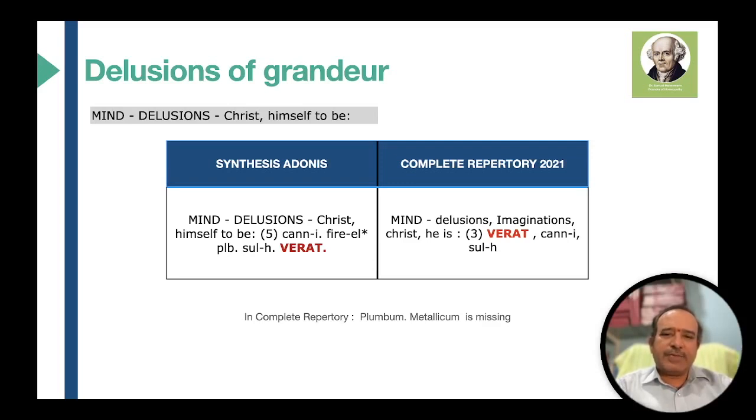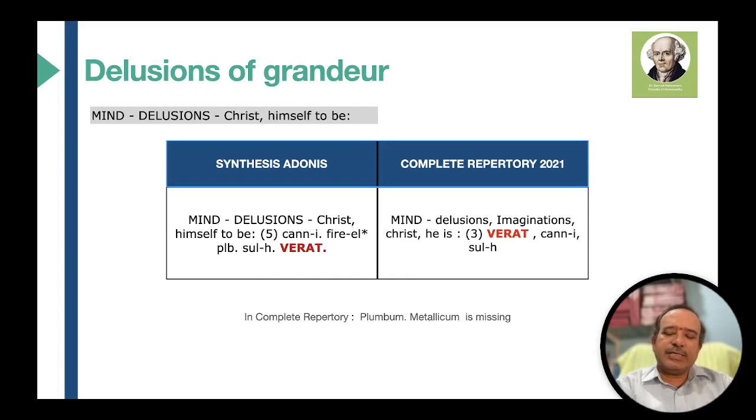Here I am comparing Synthesis Adonis repertory and Complete Repertory 2021. In Synthesis Adonis they have added the 5 element, like 5 related groups of remedies, and Plumbum metallicum is there. Whereas in the Complete Repertory, Plumbum metallicum is not present, and even the 5 element. So the important remedy is absent in this important rubric. Let us read why Veratrum album is given 3 grade marks.